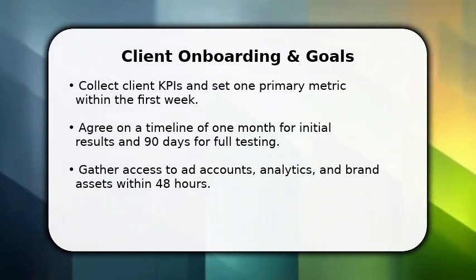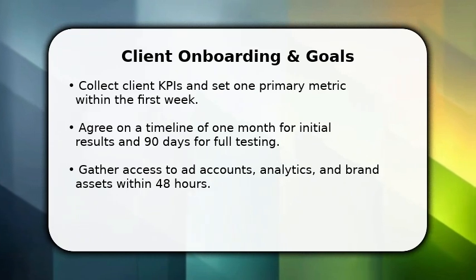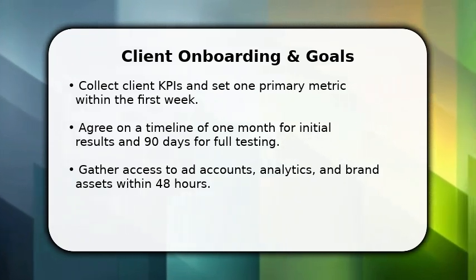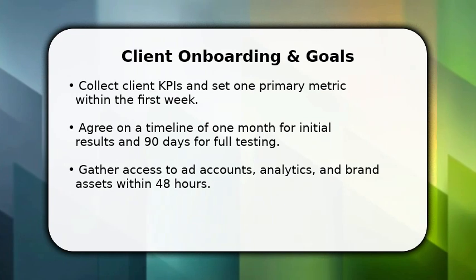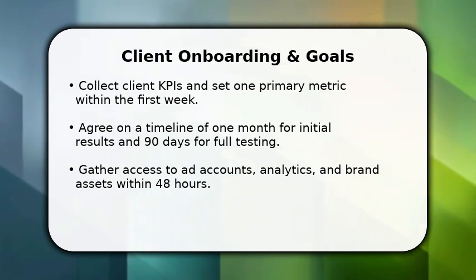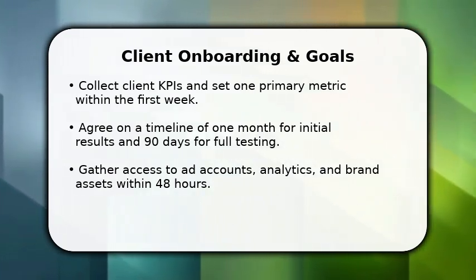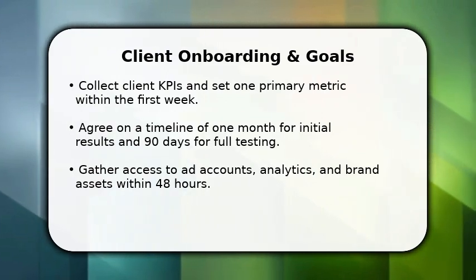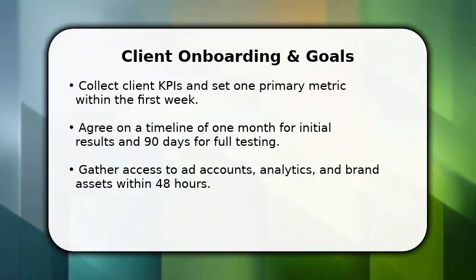Set a testing timeline of 1 month for initial results and 90 days for full optimization. Explain reporting cadence and communication channels before you begin any work. Confirm budgets, audiences, and creative approvals to avoid delays during the first month.